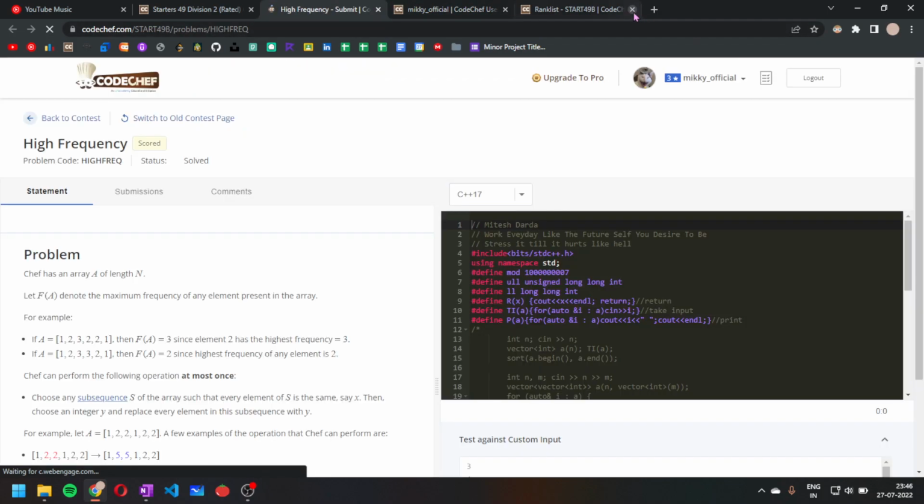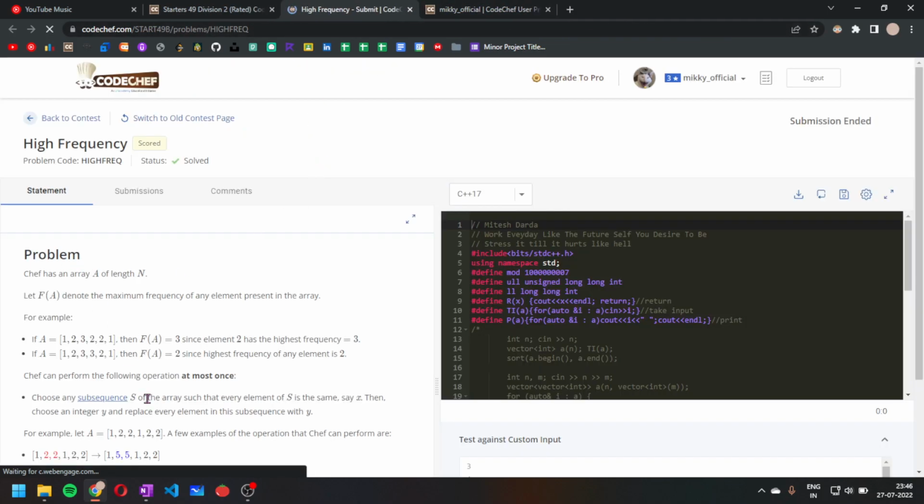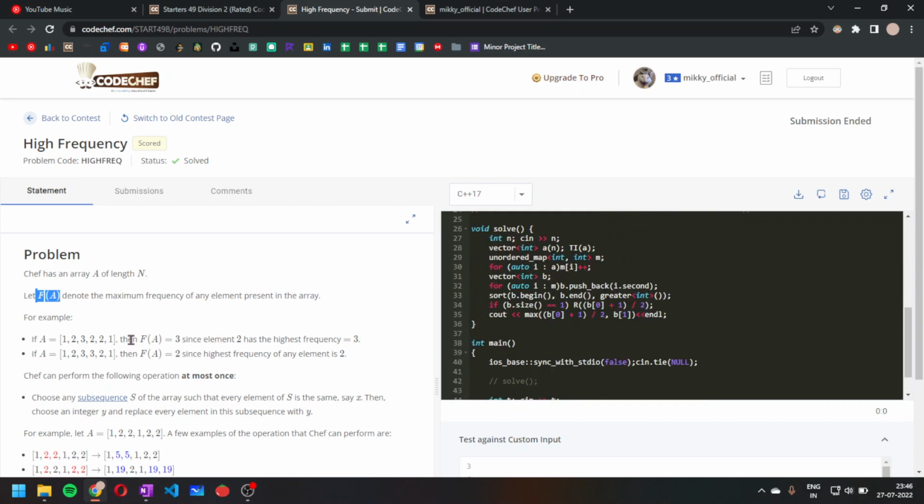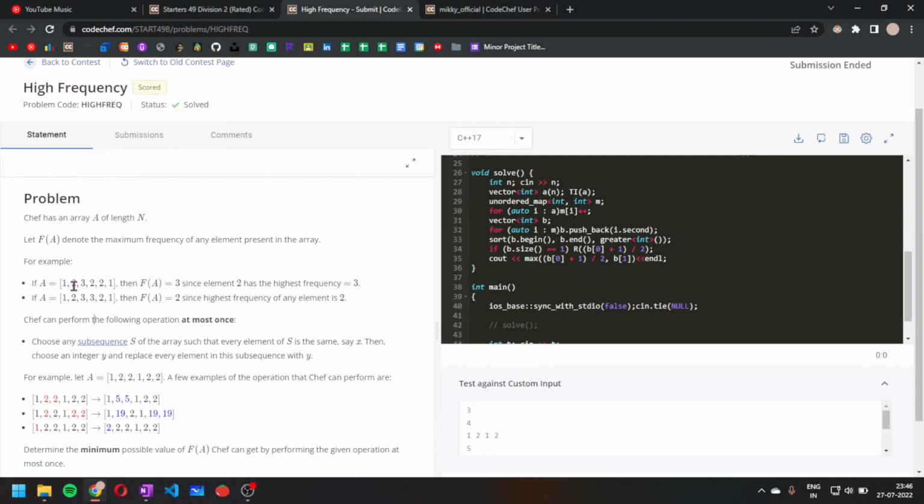So let's look at the second question, High Frequency. In this question, we have been given something like this. Let's say f of a denotes the maximum frequency of any possible element. So in this case, the maximum frequency is going to be 3, because 2 is occurring 3 times, right?